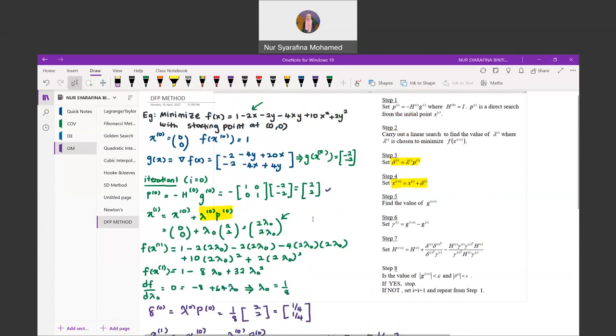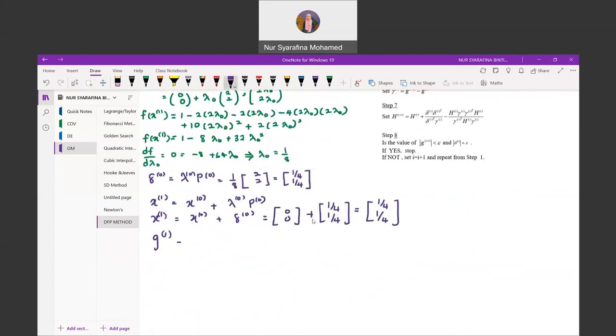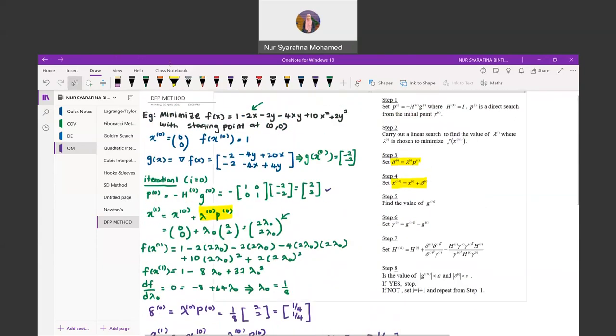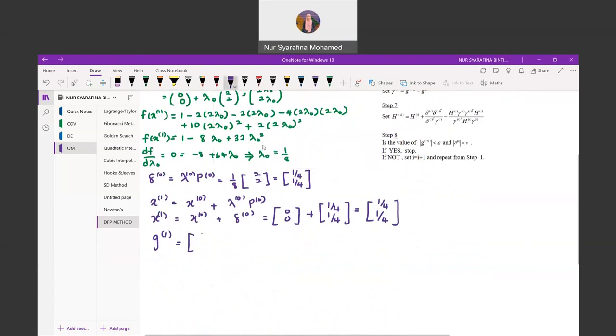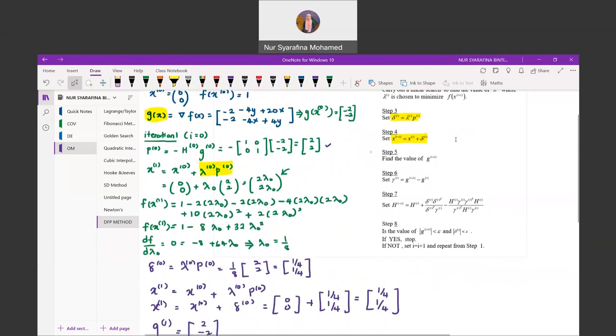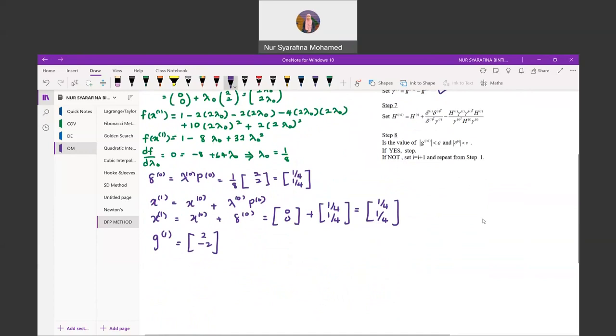Now you have your x1, you can have your G1. How can you find G1? By substituting x1 into your G x here. So your G1 should be 2, minus 2, right? The next step is find your gamma naught, which equals to G i plus 1 minus G i. So, G1 minus G0. Then you will have 2, minus 2 minus minus 2, minus 2, which equals to 4, 0. Now, you have your gamma, delta and so on.